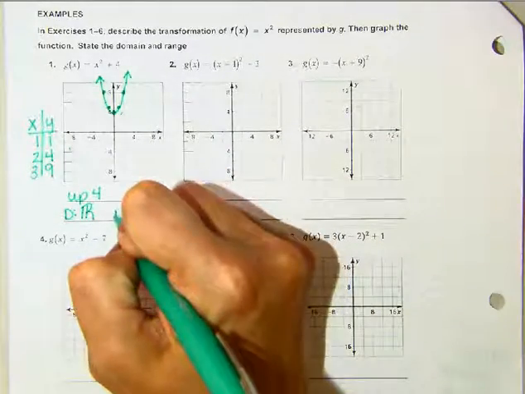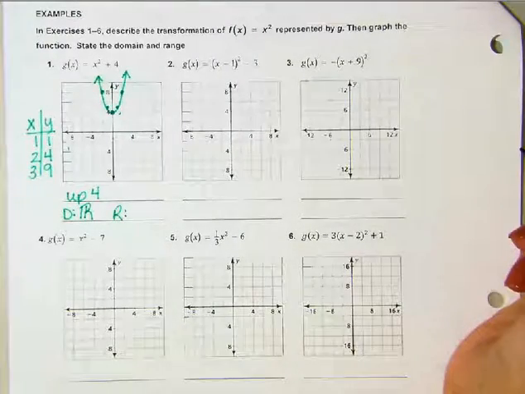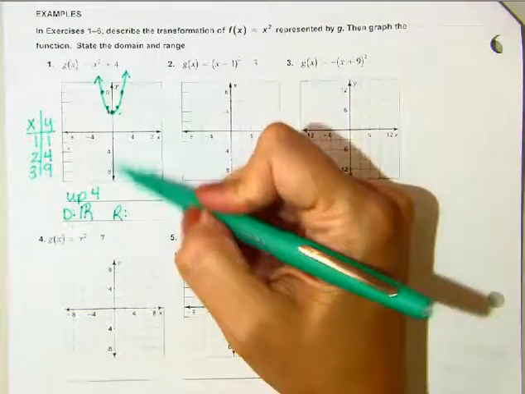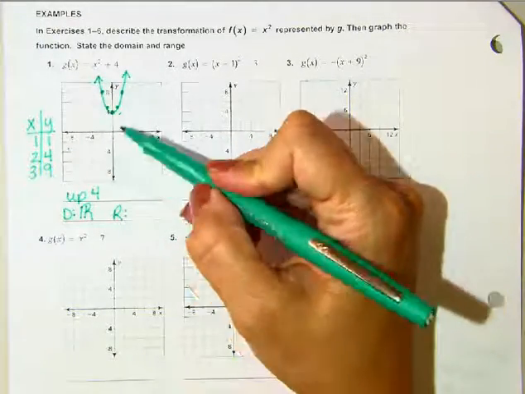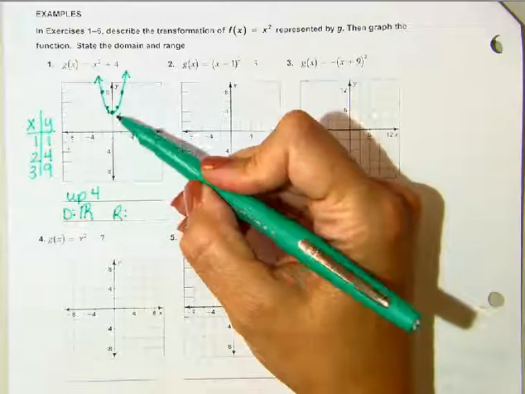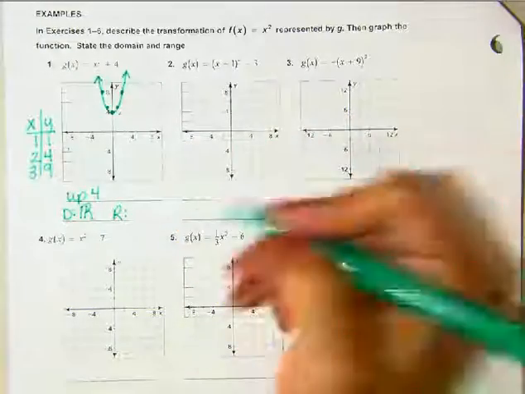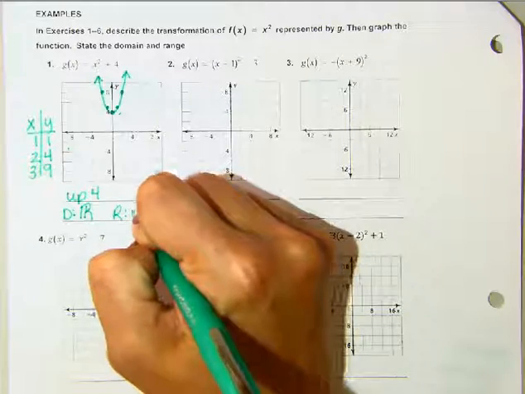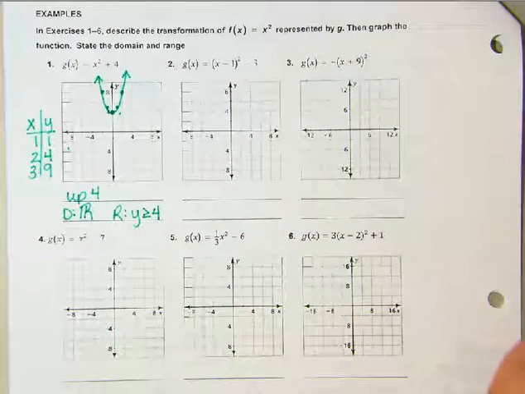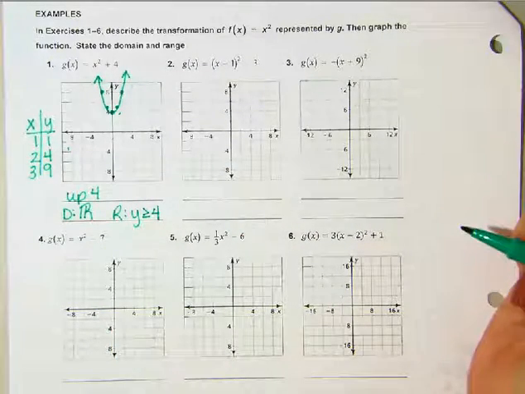Okay, and then I want the actual range. That's the possible y values. It doesn't go down forever. Okay, there's no y included in my graph until I'm up at 4. So y is greater than or equal to 4. And then it goes up forever. So that's why it's greater than there.